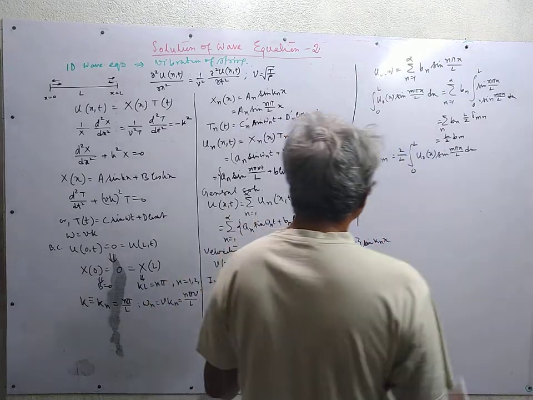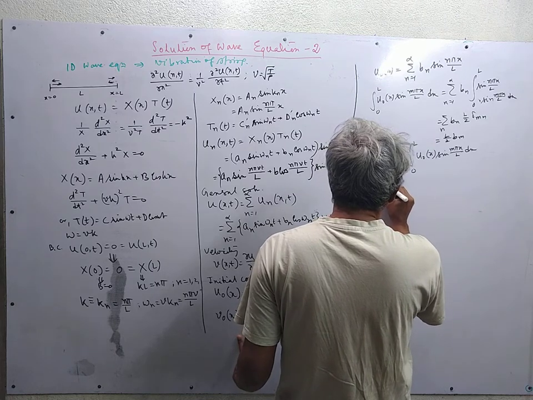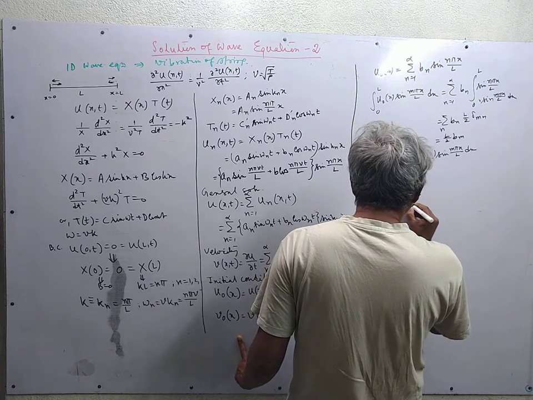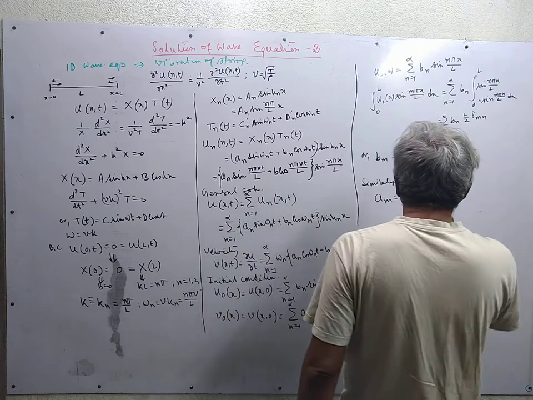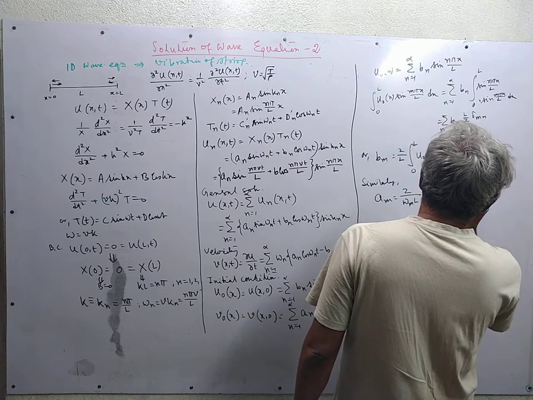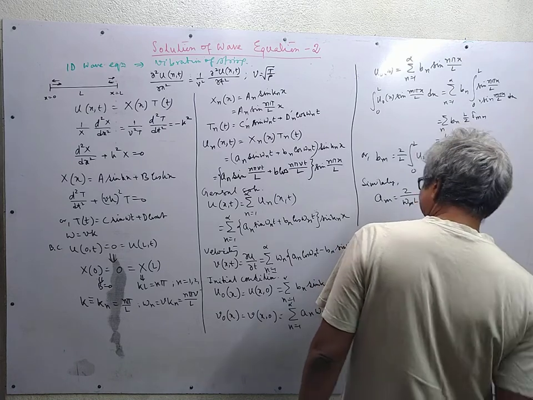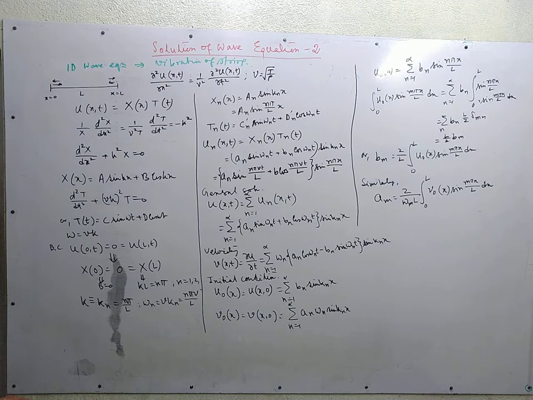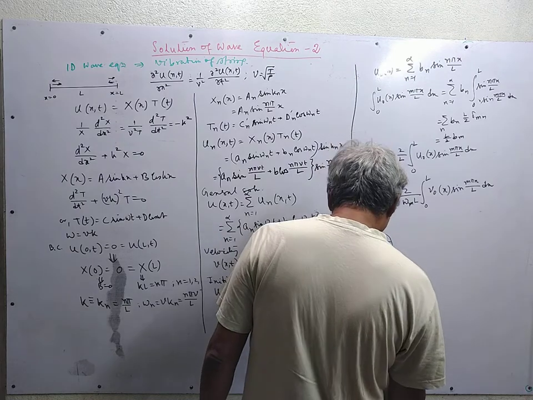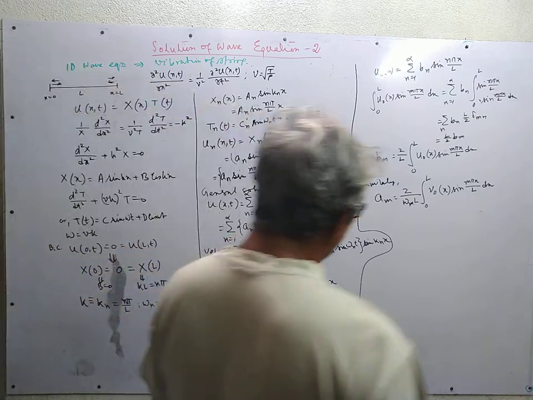Similarly, the knowledge of v0 gives you, similarly we get am is equal to 2 by omega m L, integration 0 to L v0 of x sine of m pi x by l dx. So if we were provided with the values of u0 and v0, we can find out the expansion coefficients.